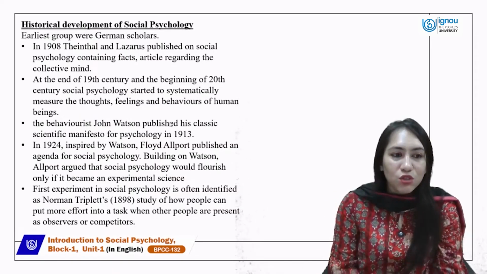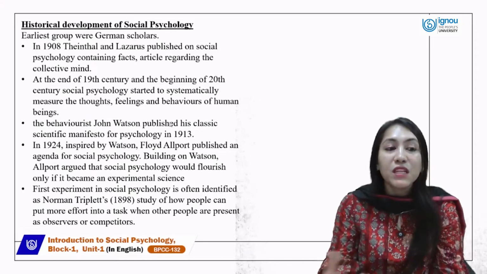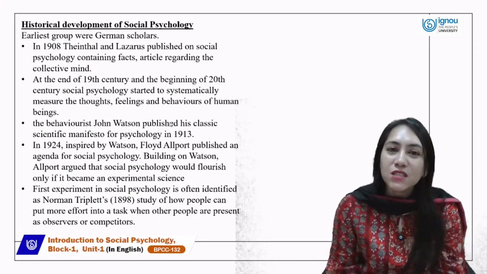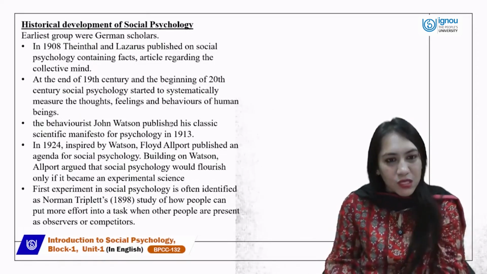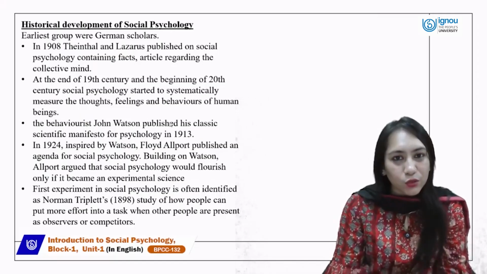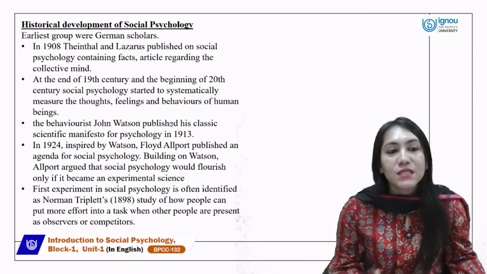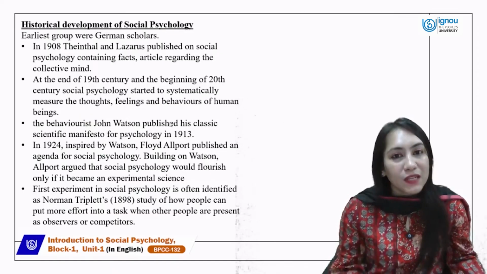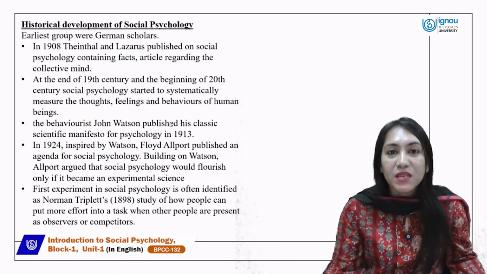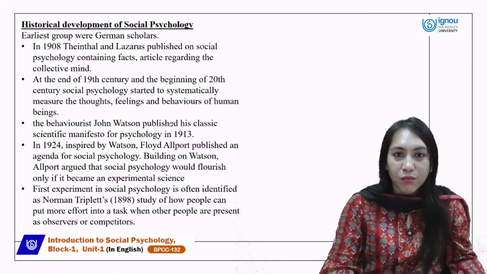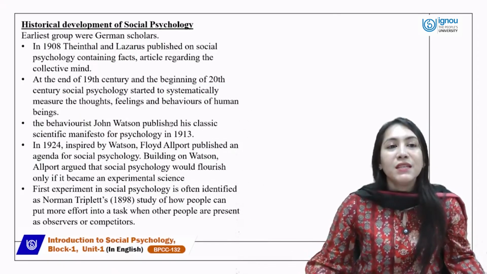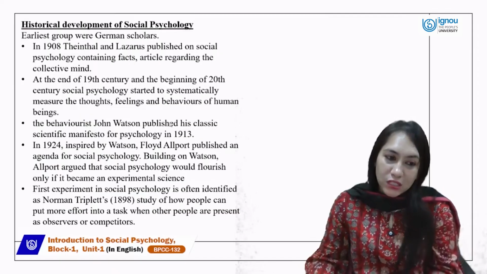By the end of the 19th century and the beginning of the 20th, there was an evolution of all the branches. So social psychology was not the center of attention. It happened by the 20th century. Social psychology systematically started studying the thoughts, feelings, and actions of human beings, not only alone, but in interaction with other people, in a group, in a social condition.